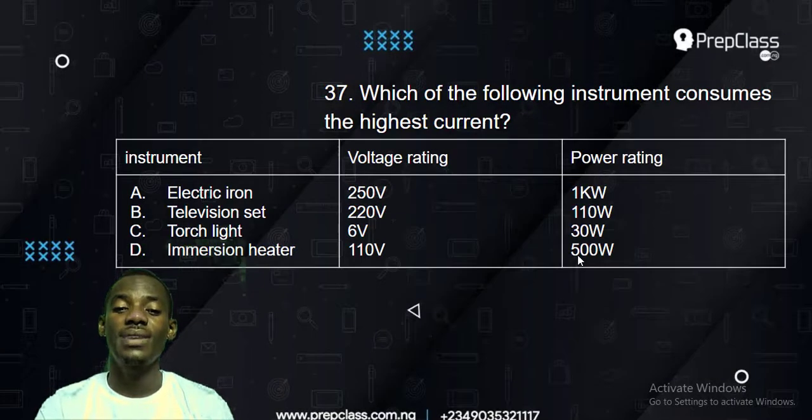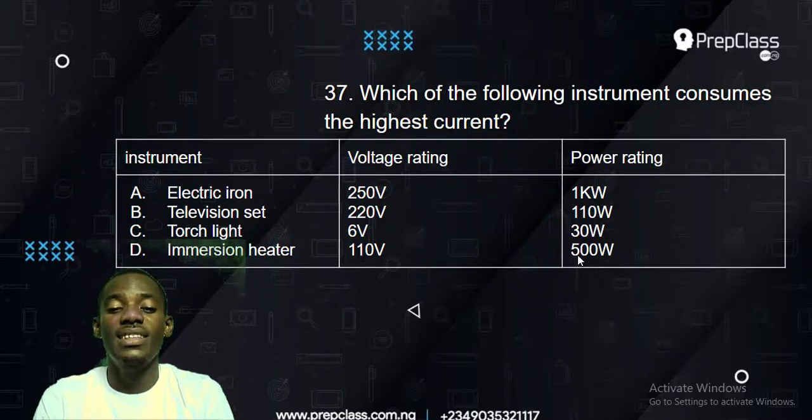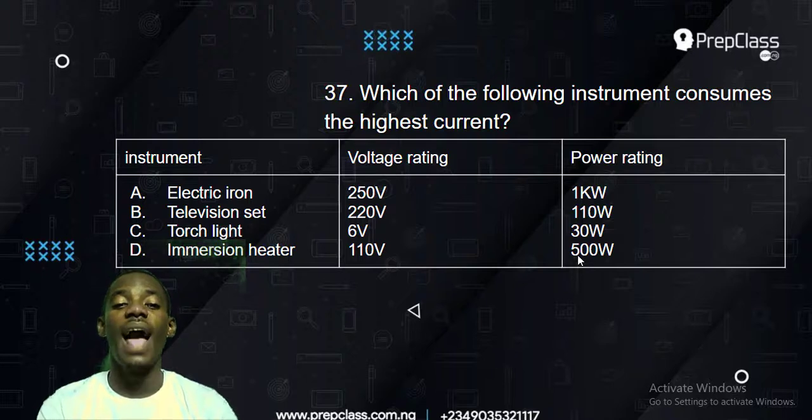Now let's go to number 37. This says, which of the following instruments consumes the highest current? Now, which one do you think might be consuming the highest current? You see, electric iron, television set, torchlight, immersion heater. So you want to guess. Some people feel that the heater consumes more. Some people think that the electric iron consumes more. But let's see which one consumes more.